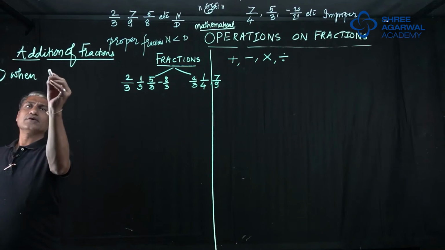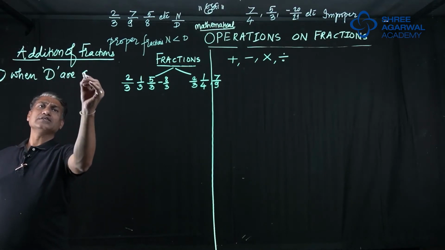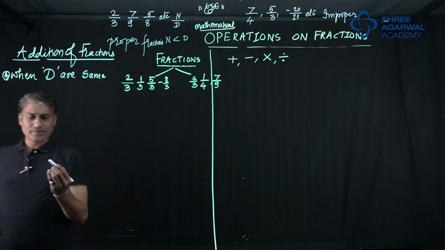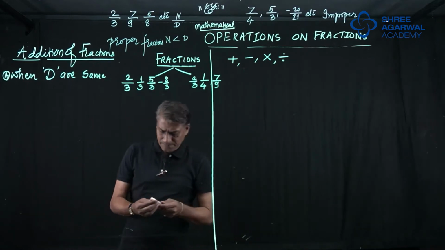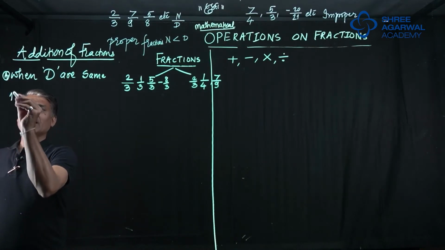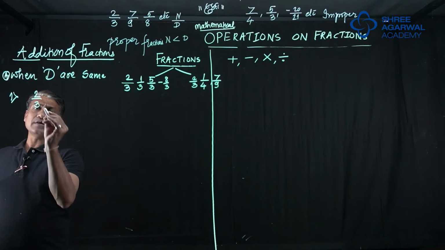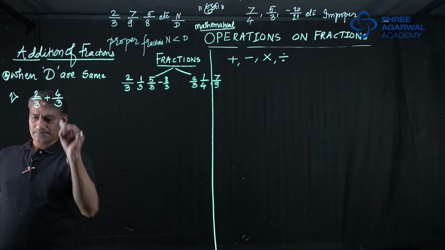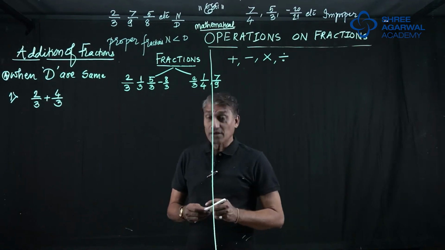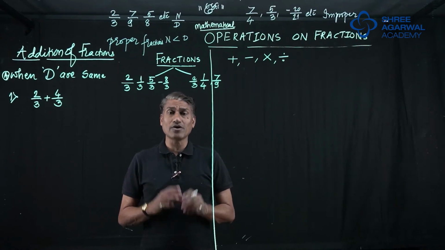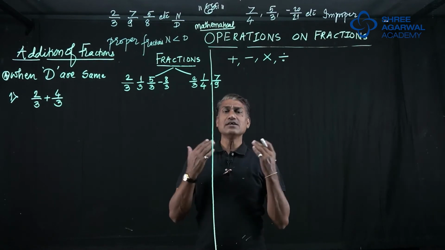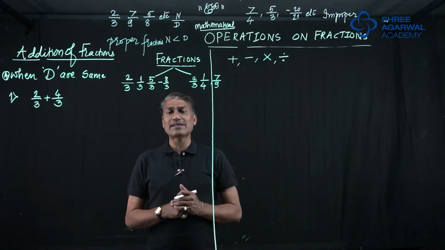When denominators are same, what happens? In this case, it is slightly easier. Let us see how. For example, the first one I will take: 2 upon 3 plus 4 upon 3. See, in this case, we will focus our attention on the denominator. Whenever addition or subtraction is done, the denominator is very important. The numerator plays a secondary role. The primary role is played by the denominator.